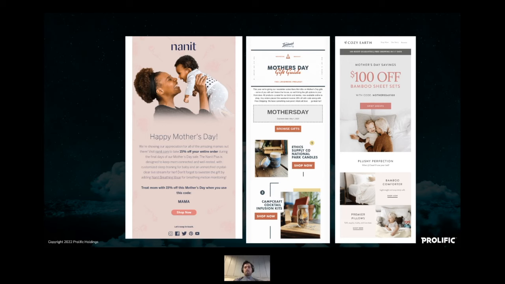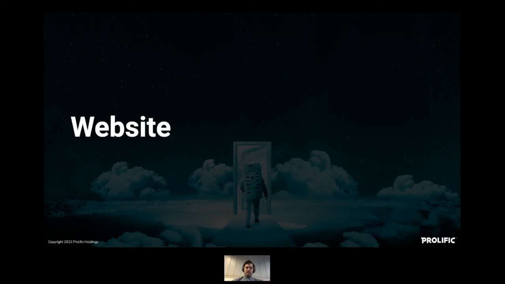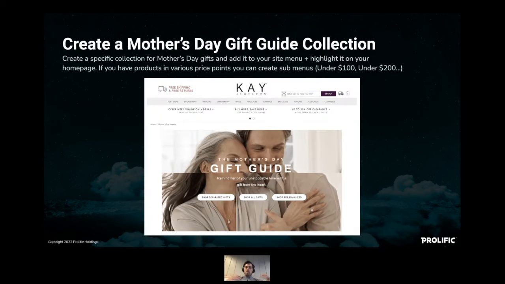And that's really what you want to do from an email perspective. Keep it simple and drive them to where you want and tell them what you want them to do. So that's it from an email and SMS standpoint. Now let's look at it from a website standpoint.